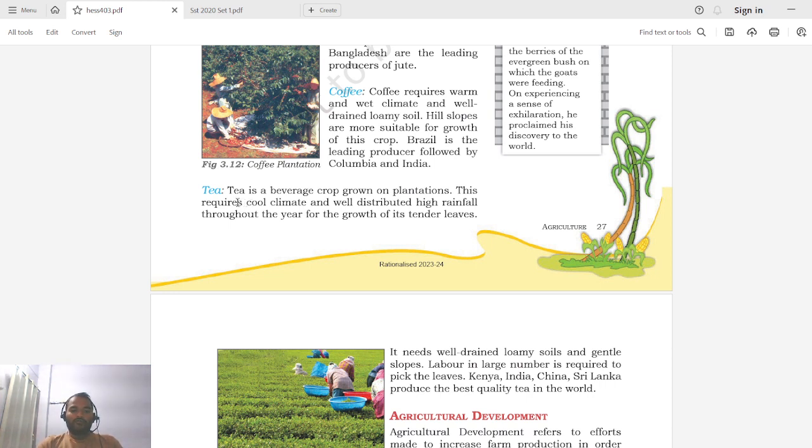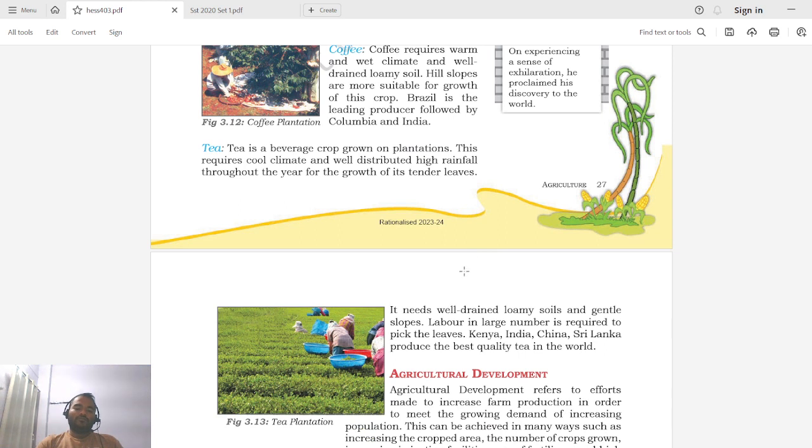But that too high rainfall, for the growth of its tender leaves throughout the year. It needs well drained loamy soils. Again, it requires well drained loamy soils. So it will be planted somewhere on the slopes possibly, gentle slopes, right? Labor in large number is required. If you see, compared to coffee, this tea plantation requires huge labor because it is a selective collection of leaves, right?